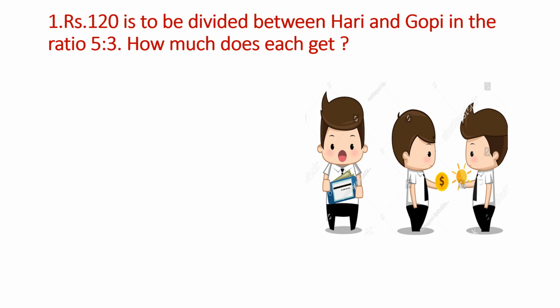Okay, now here we see the first question: rupees 120 is to be divided between Hari and Gopi in the ratio 5:3. How much does each get? So here we know that the total amount is how much? 120. 120 is there and you have to divide it in the ratio of 5:3. So in such a question, when we know the total and we have to divide it in a certain ratio, what will we do?